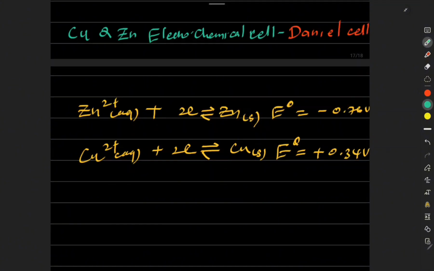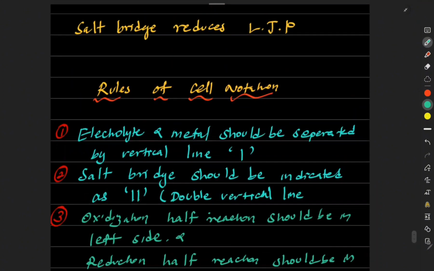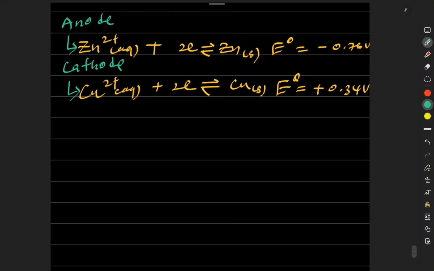How can we find which is anode and which is cathode? By comparing the values of electrode potential. The electrode with the lower, meaning negative, electrode potential is the anode. Therefore, the zinc electrode will be the anode, and the higher electrode potential will be the cathode. Here we are talking about a galvanic cell.